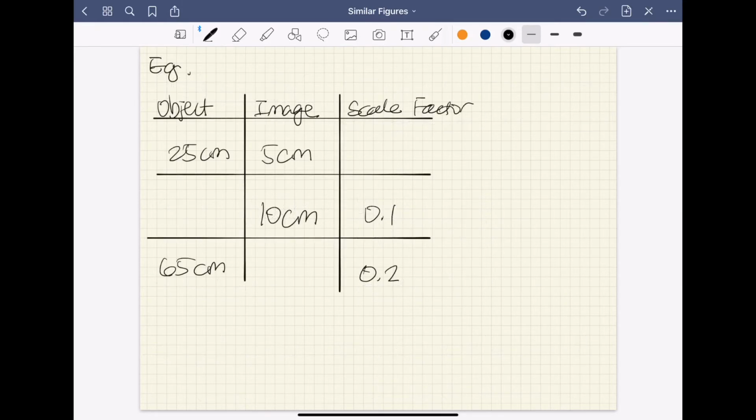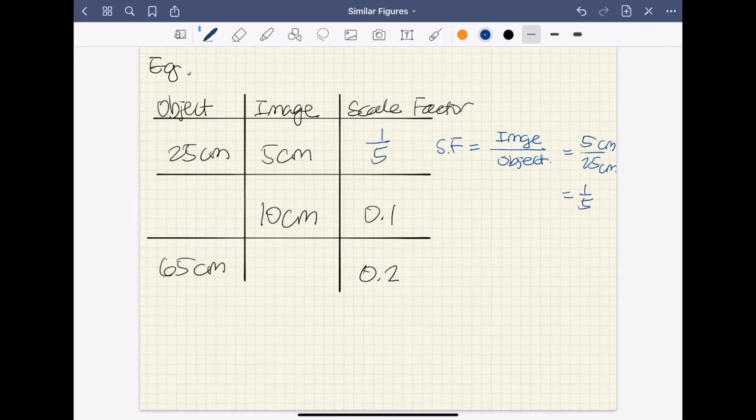Okay, let's do an example together. Fill in the blanks on this table. So let's do the first one first. The first one tells you the object length and the image length and asks you to find the scale factor. If you still remember, the scale factor is equal to the image divided by the object. So this one is easy. Image is 5 and object is 25. So 5 over 25 will be 1 over 5.